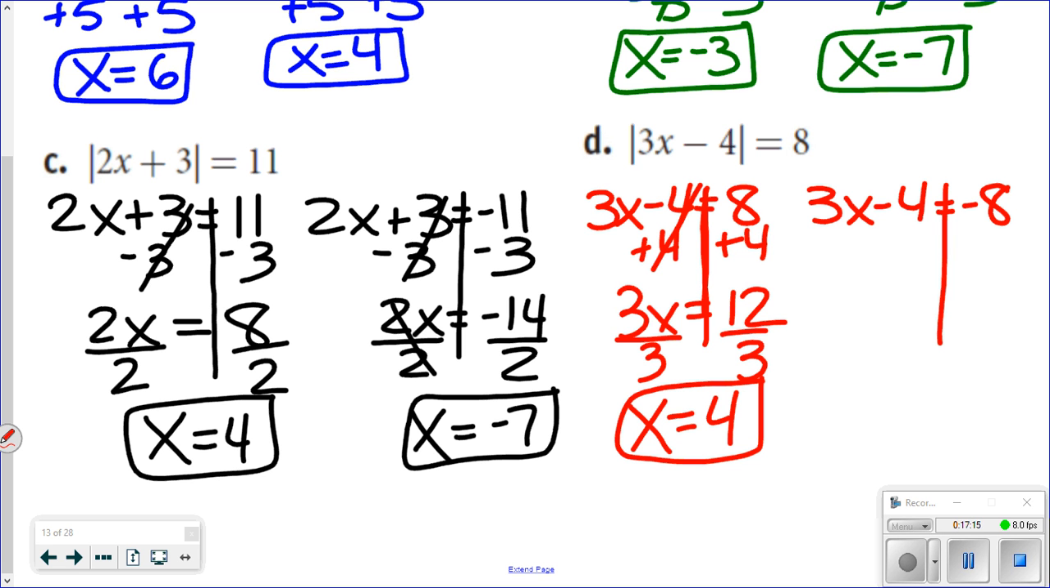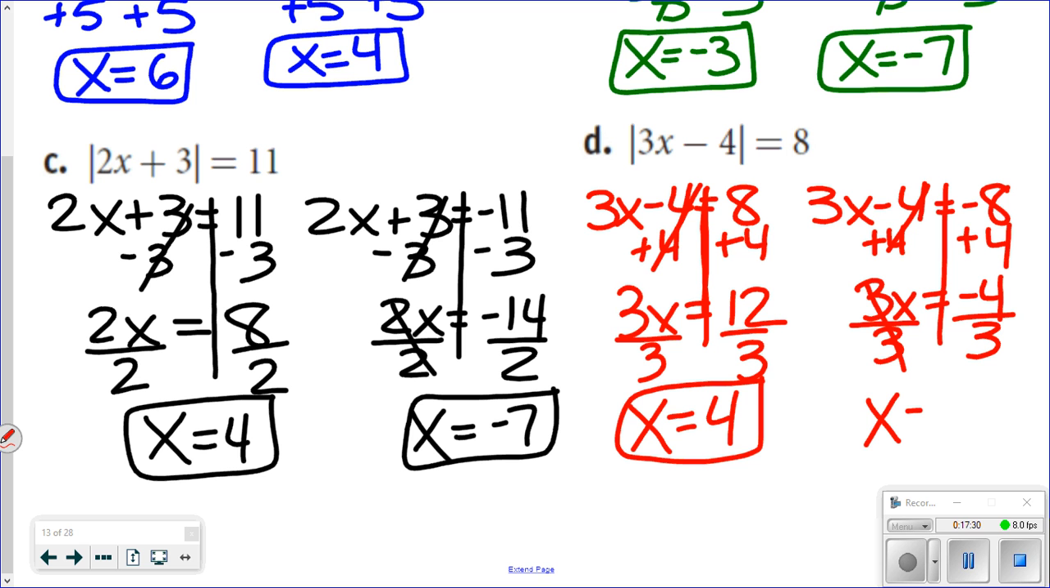Again, I need to solve the exact same way, so I need to move this -4, so I'm going to add it to both sides. 3x equals -4. Divide both sides by 3. And this time we get a fraction. X equals -4 thirds.